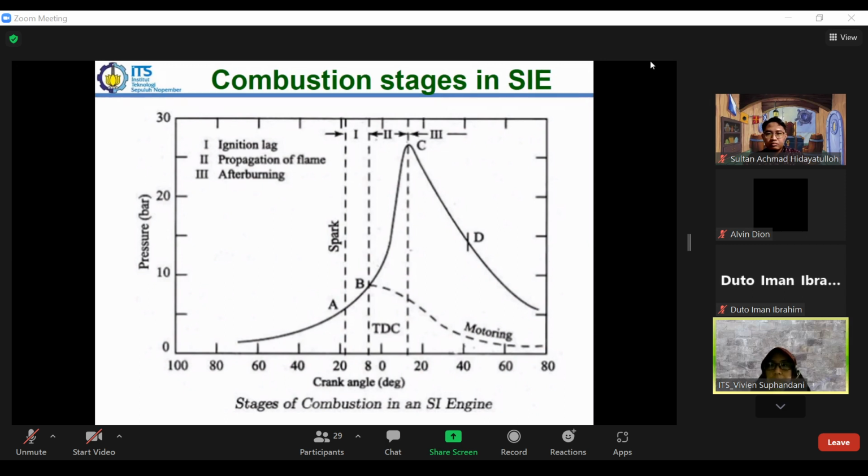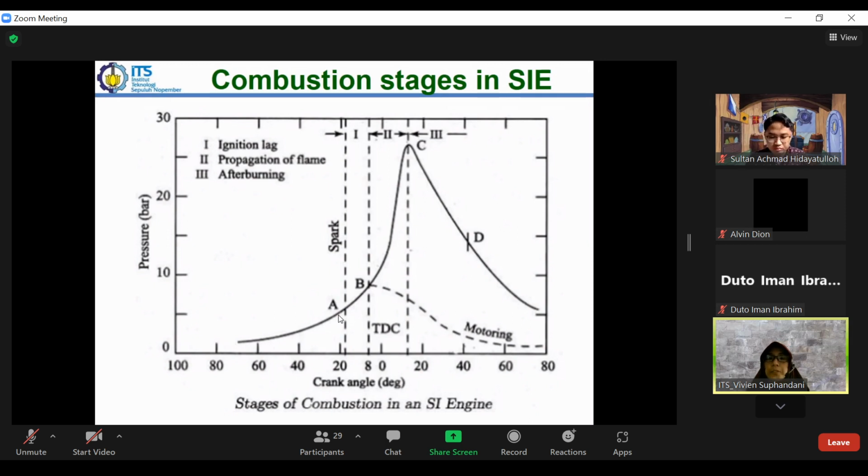Now, before we go on with that discussion, we will take a brief look at the combustion stages in the spark ignition engine. We learned this last week as well, so I will just do a brief review, in which we have the pressure as a function of crank angle, and we see an increase in pressure during the process in the cycle. When we have a compression stroke, or a compression process, the pressure will increase.